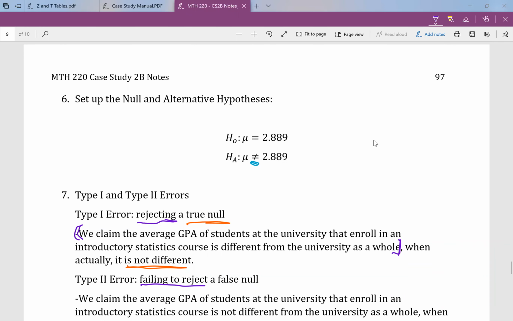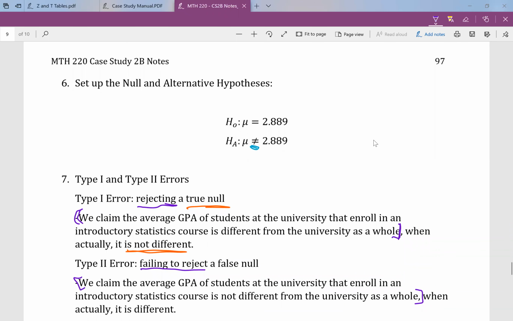It means that we claim the average GPA of the students at the university that enroll in introductory statistics course is not different from the university as a whole. Failing to reject H0 means we do not prove HA. But we made a mistake, we made an error. Actually, the null is false, so the GPA is actually different from the university as a whole.